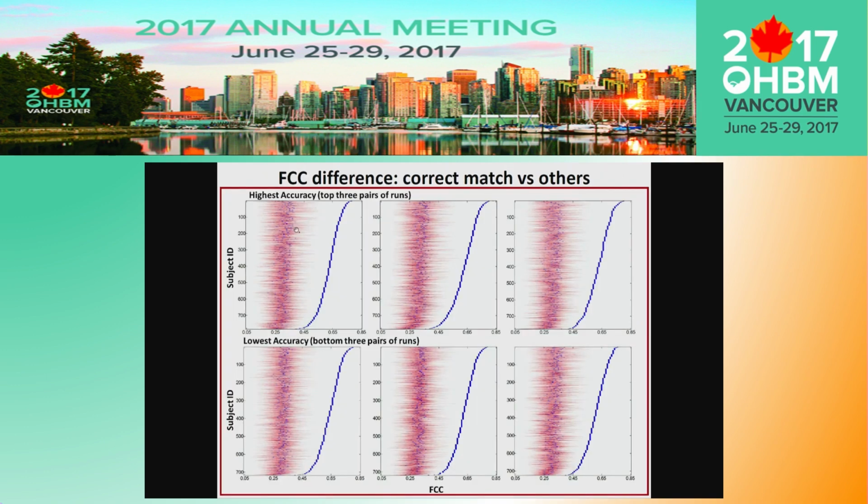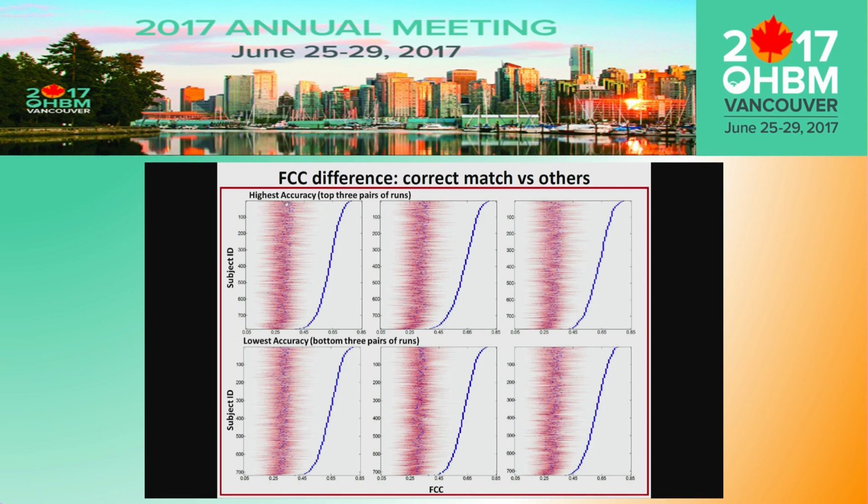Now, we also checked whether the FCC difference between the correct match and the rest of the subjects is significant. Here, the FCC of the correct match is indicated by the blue dot, and the subjects are along the rows, and the FCC for all other subjects is shown as a histogram for each individual subject.